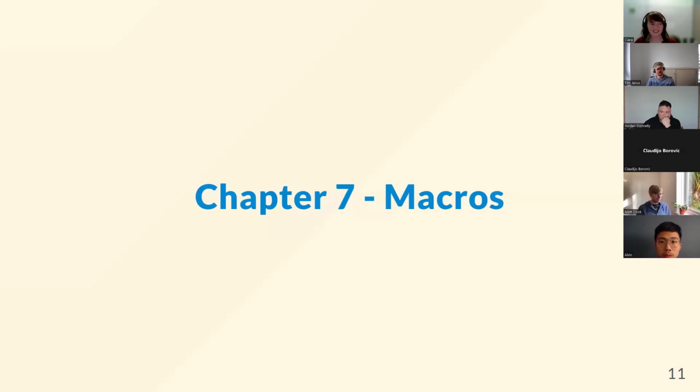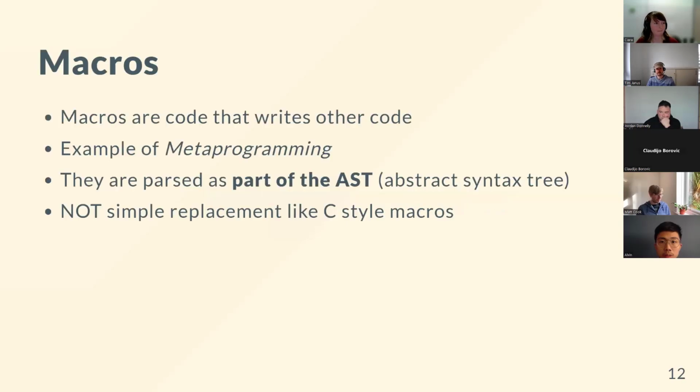So this is chapter 7 of Rust for Rustaceans, macros. If you haven't come across macros before, they are essentially just code that writes other code, an example of metaprogramming, and they are parsed as part of the abstract syntax tree. That's something that makes them a bit different, or very different, to C-style macros. And that's something that we talk a little bit about here.